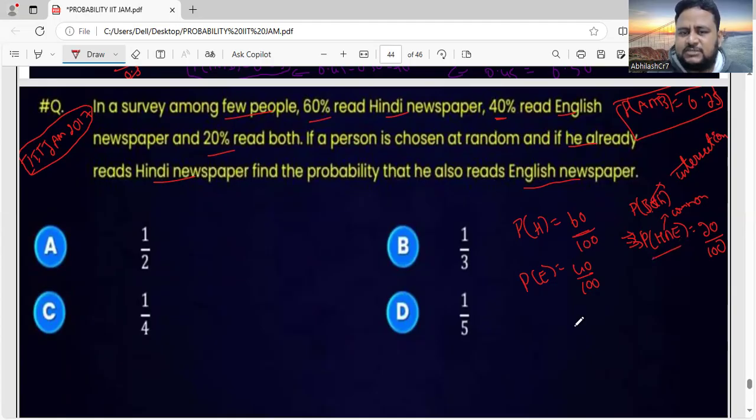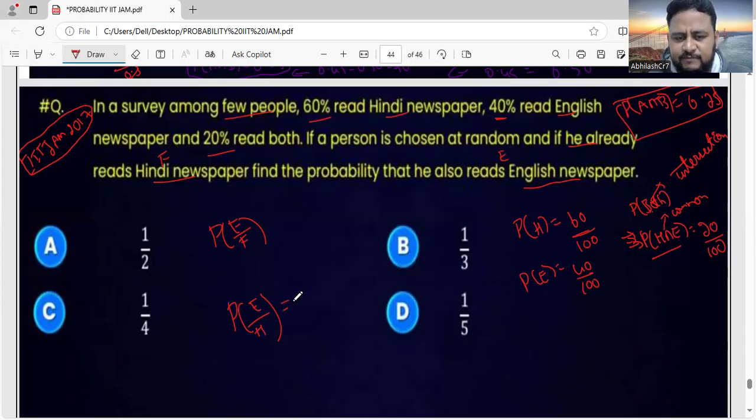Now we got this much. Now they are telling, if a person is chosen at random, if he already reads Hindi newspaper, then find the probability that he also reads English. I told you, given that, if he already, that means this is talking about event F that has already occurred as per our formula. This is talking about event E that has to occur. So we have to find probability of E given F, where E here means English and F here means Hindi. He already reads Hindi newspaper; what is the probability that he will read English newspaper also?